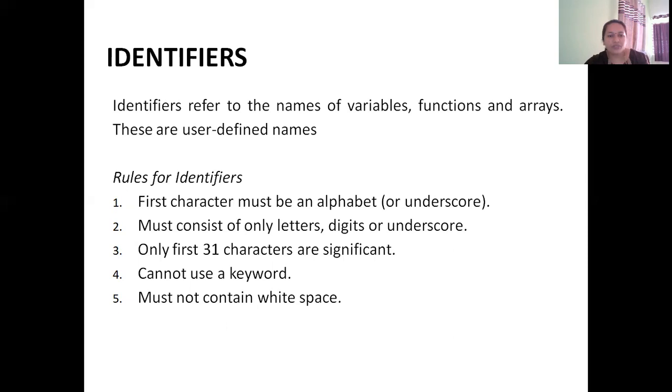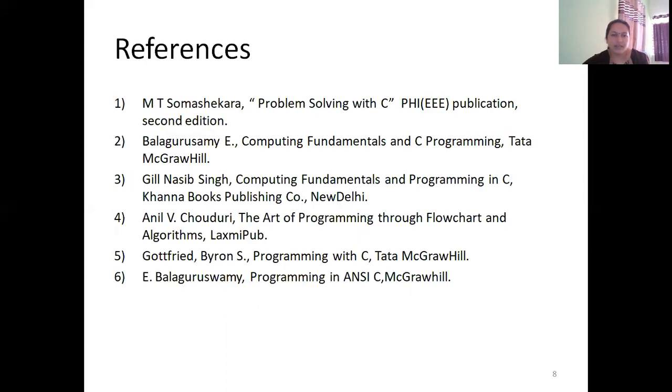If any of these rules are not followed, then the compiler will raise a syntax error if such invalid identifier names are used in the program. It doesn't allow the program to compile successfully until it is corrected. That was about the identifier and rules to be followed to frame identifiers in C language.